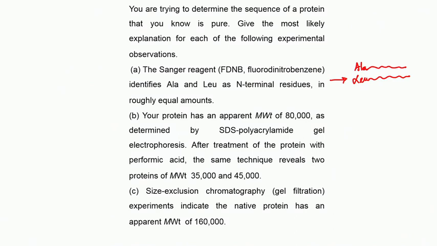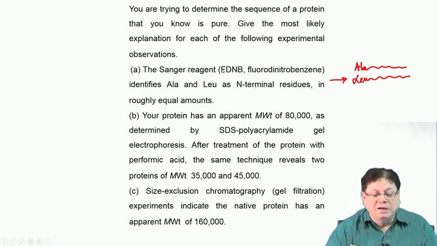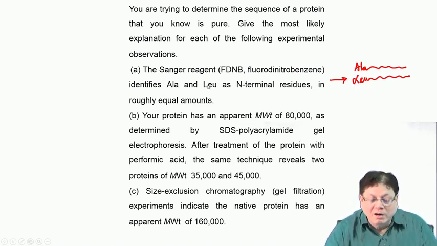Okay. Now, there is a problem: you are trying to determine the sequence of a protein that you know is pure. Give the most likely explanation for each of the following experimental observations. Now, what are the observations?